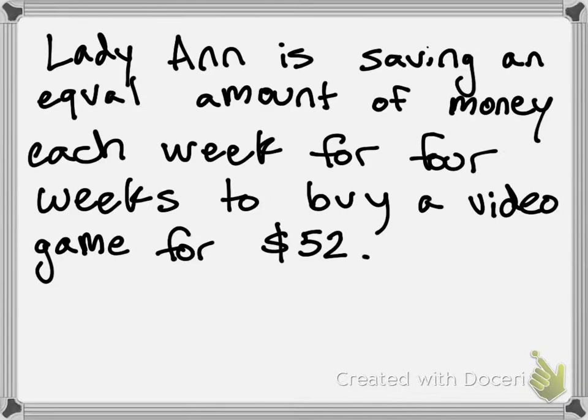Not that hard. So, Lady On is saving an equal amount of money each week for 4 weeks to buy a video game for $52. What is the variable? What are we trying to find here? Andrew?